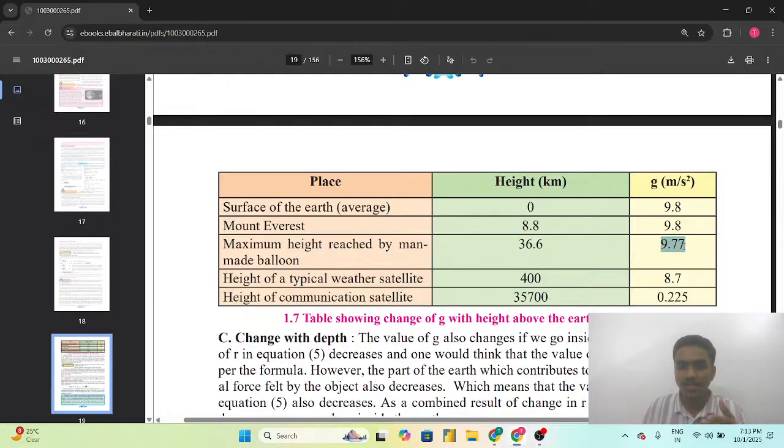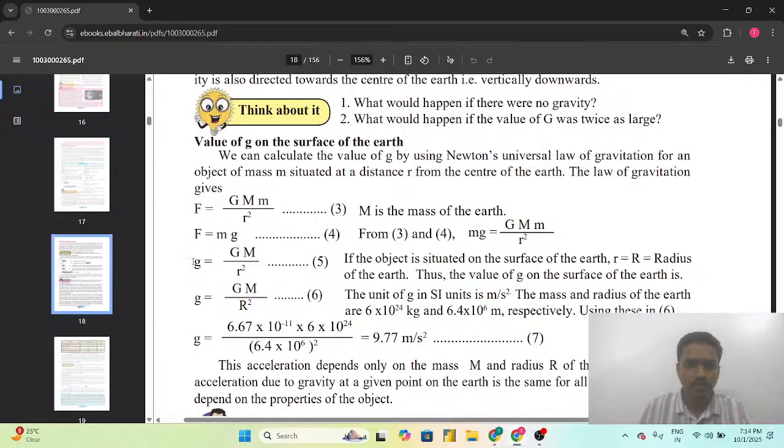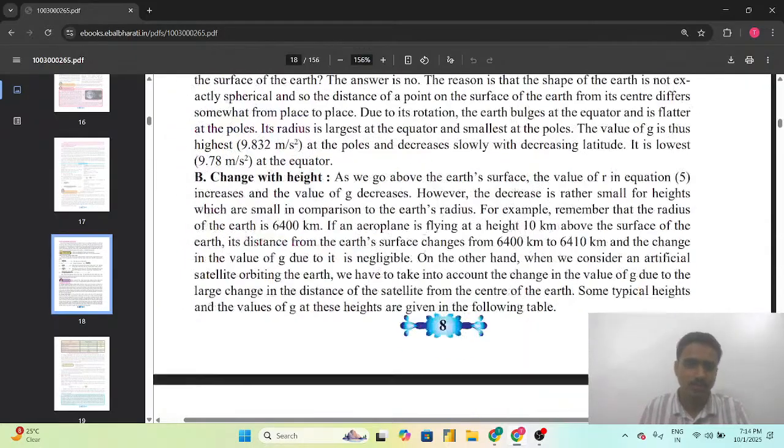as the distance increases, as height increases. Height of a typical weather satellite is 400 kilometers. So acceleration due to gravity decreases to 8.7. Height of the communication satellite is 35,700 kilometers, acceleration due to gravity 0.225. So here we can see that as height keeps increasing, acceleration due to gravity is decreasing. This is because of the formula we derived here, that g is equal to GM upon r square. As the distance is increasing, acceleration due to gravity is decreasing.